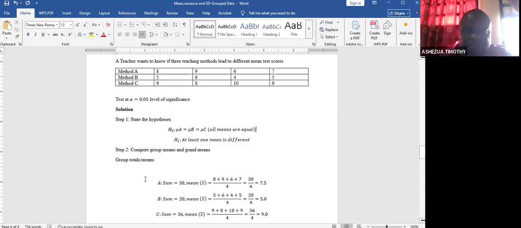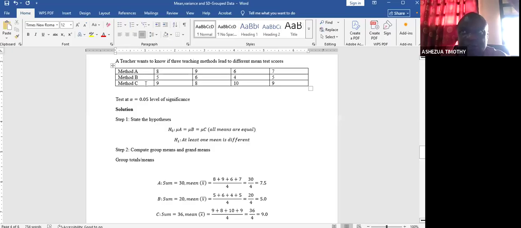Now that's step one. Step two, we compute the group means and the grand mean. So here we'll look at the group totals and the means. And be very, very careful now so that we move at the same pace.